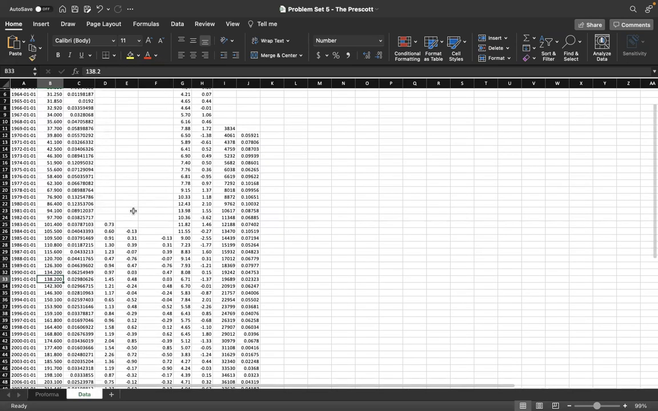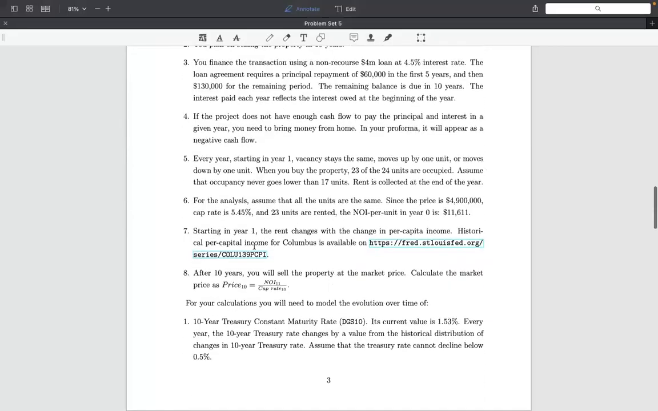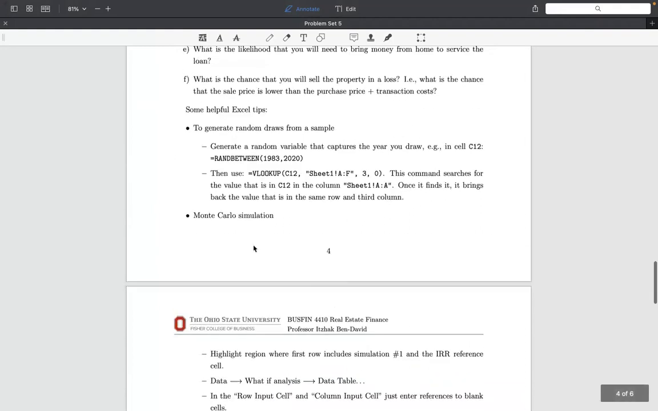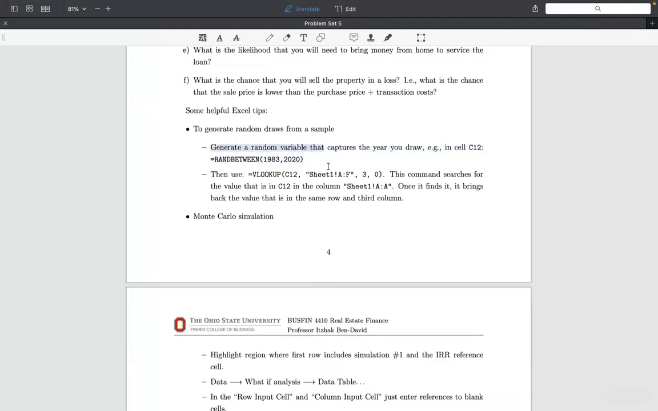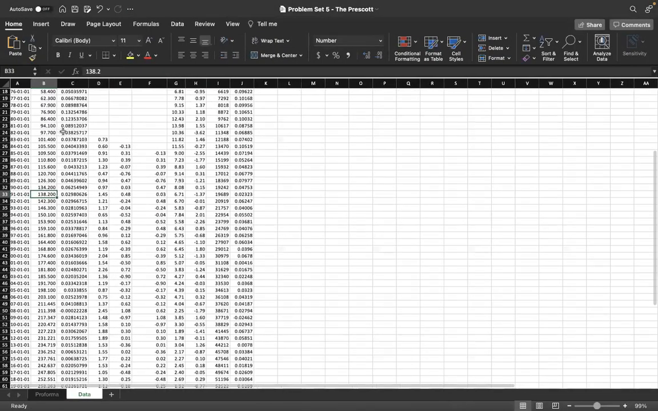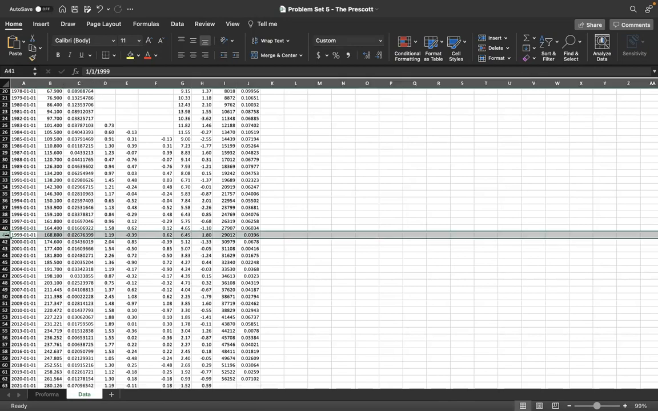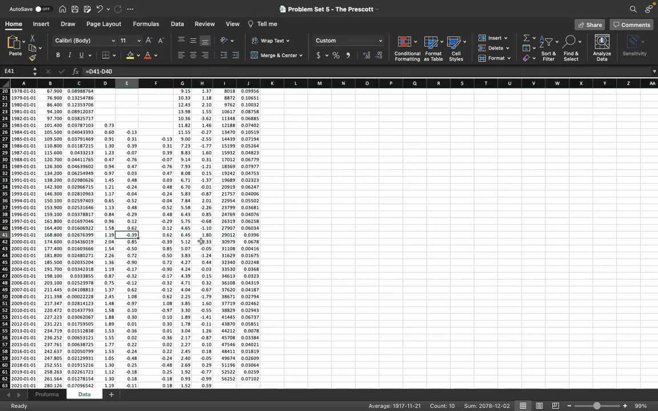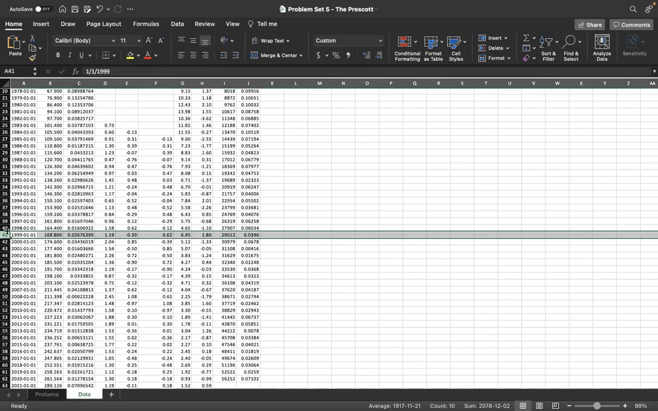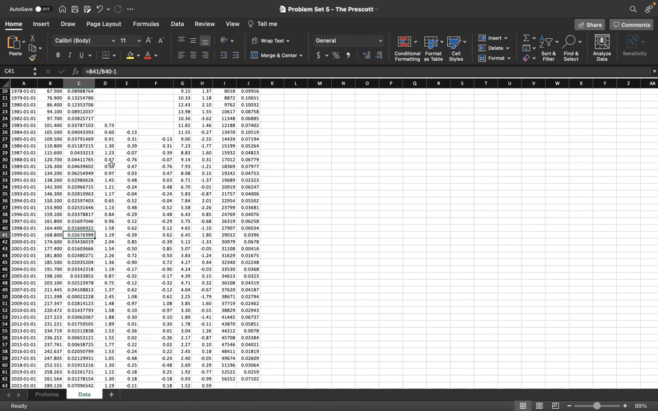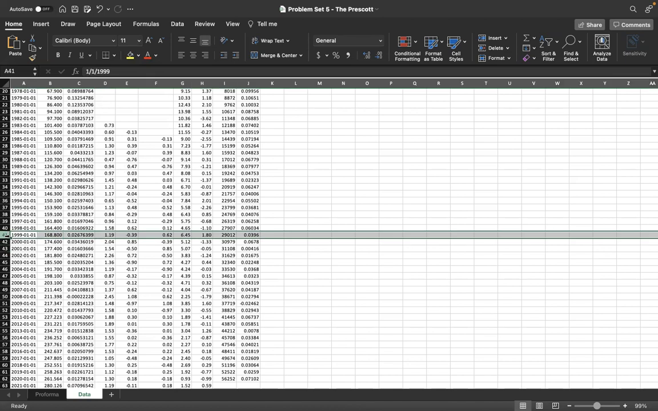So yeah. And in the homework, it gives you some examples of generated random variables that capture the year you draw. So it's exactly the same. You can also randomize a year. For example, if you get 1999, you get this row and you get the numbers from here. It's also fine. For me, 1999 is just equal to 41. So I just draw a number from row 26 to row 63 and I get the data from this row.